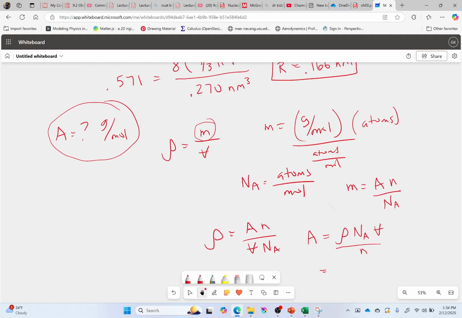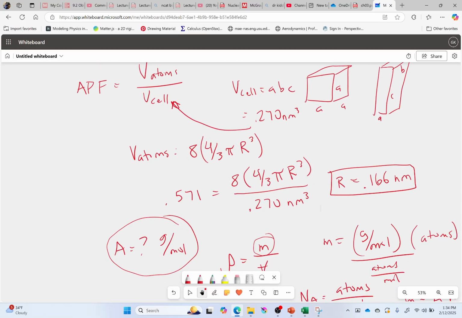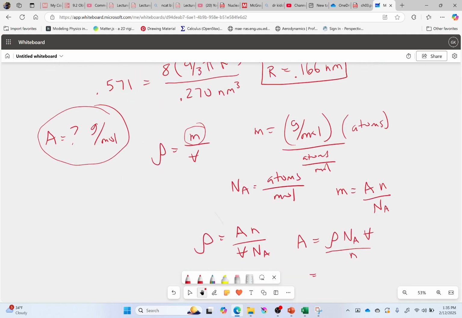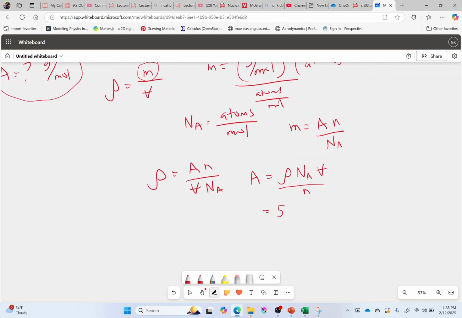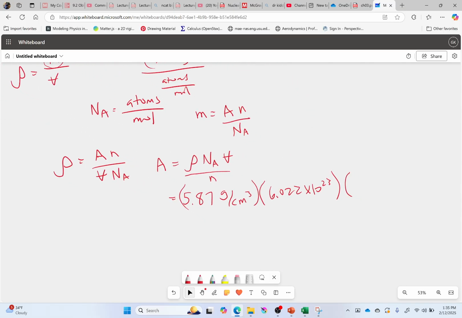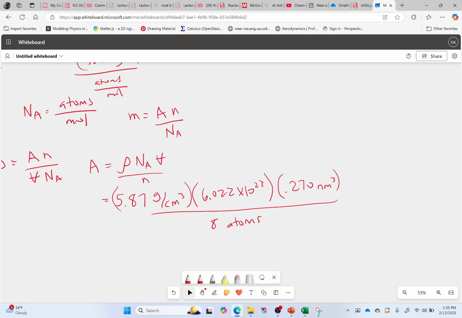And so let's just plug in these numbers and I'll show you how I convert. There's my density, up here a little further: 5.87 grams per centimeter cubed, times Avogadro's number, 6.022 times 10 to the 23rd, times the volume, which was 0.270 nanometers cubed, all over 8 atoms. Fantastic.